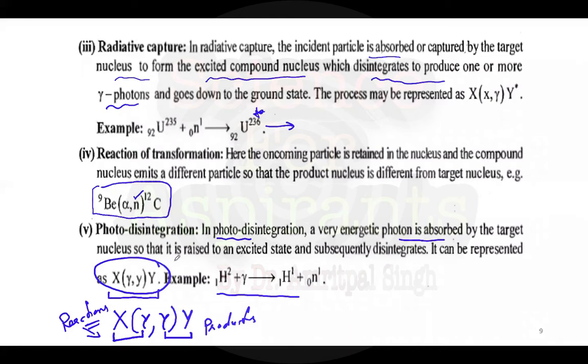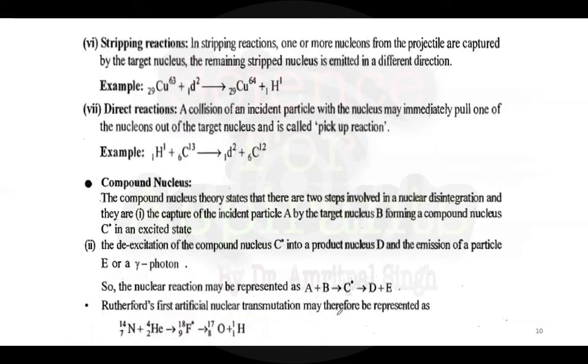This is an example of photodisintegration, where the photon is absorbed, and the particle which is emitted is a proton, and along with that a neutron is emitted. Similarly, photodisintegration can emit many types of different particles. It can be a proton, it can be an alpha particle, and so on, depending upon the type of parent nucleus by which the photon is absorbed.